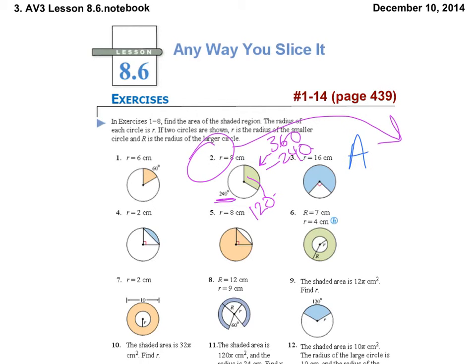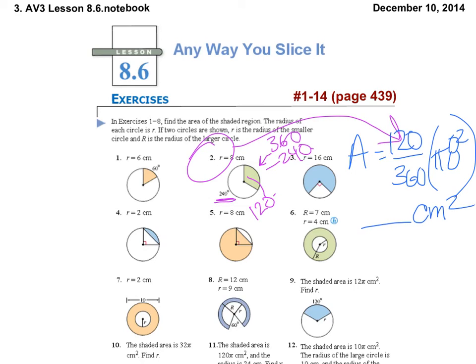Capital A equals little a over 360 times pi times 8 squared. Finish that answer, put centimeters squared behind it, and that will give you the area of that sector.